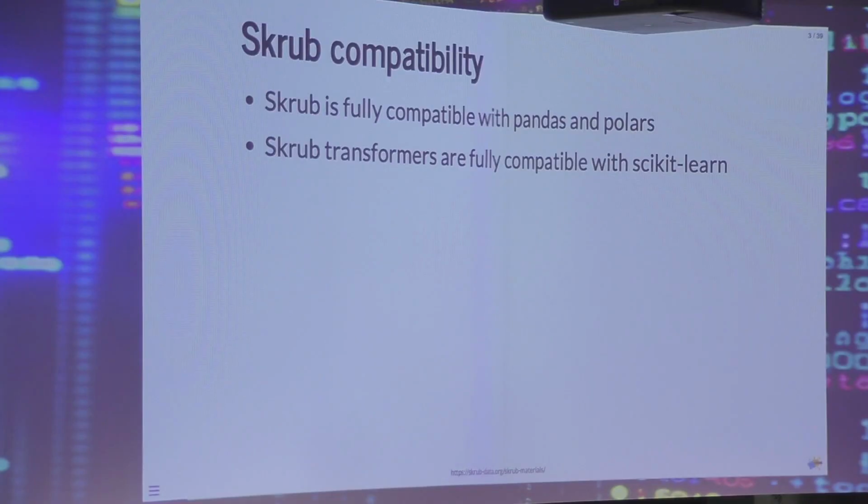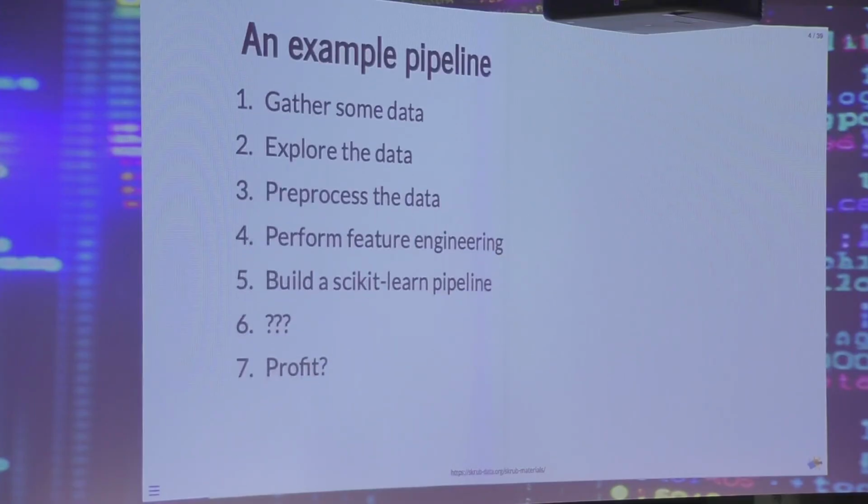One thing is that everything you will see today, Skrub is fully compatible with both pandas and polars. So depending on what flavor of data frame library you have, you can use either. And it's not using narwhals for that, if you actually know that. And then all the transformers that I'm going to show you are fully compatible with scikit-learn, of course. So you can put them in your pipelines if you have them, and they should save you some effort. I mentioned a pipeline, so the idea is I gather some data, I explore the data, pre-process it somehow, do some feature engineering, and then I build a scikit-learn pipeline, and hopefully I profit.